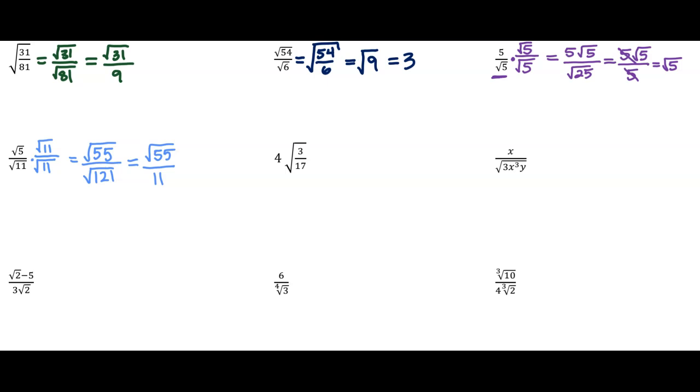Next, 4 times the square root of 3/17. And that is a 4 times, not a fourth root. So that 4 will just hang out in front. I just wanted to point that out because sometimes you'll see that.